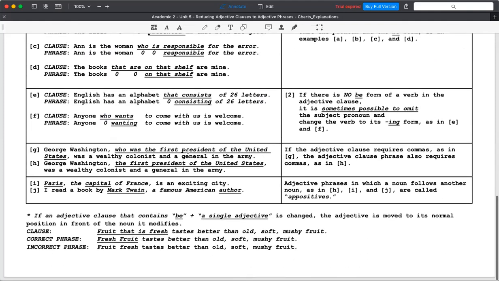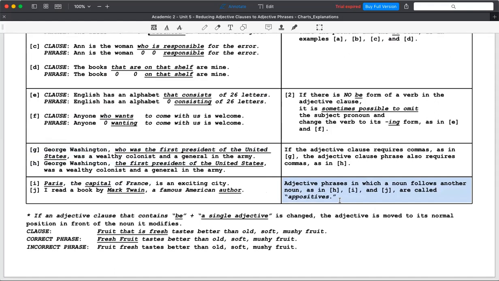If I have, for example, "George Washington, who was the first president of the United States, was a wealthy colonist and the general in the army," I can eliminate "who" and "was," and my sentence would end up having the phrase "the first president of the United States." Don't forget the comma before and after, because everybody knows George Washington, the president, right? Remember, if you have a noun and after your noun, you have a group of words expressing and explaining the noun, this is called an appositive. Appositives are very popular and are a form of adjective phrase. They are born from adjective clauses when you shorten the sentences.